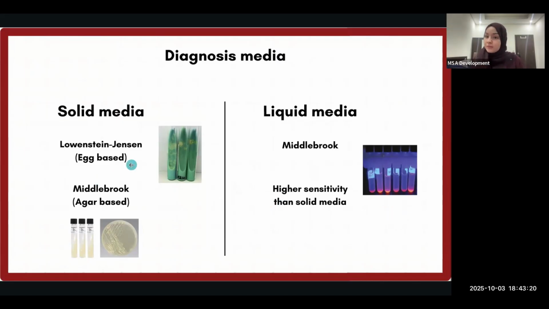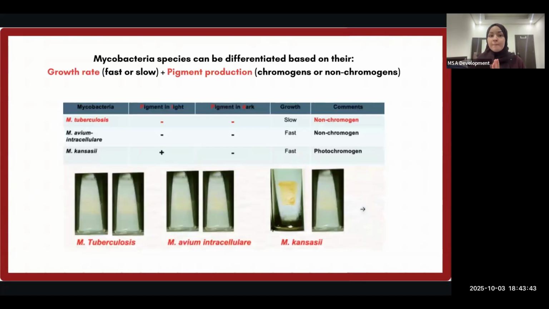You have solid and liquid media. Liquid media is more sensitive than solid media and faster. Solid media is like Lowenstein-Jensen, which is used for TB. I think you all remember that from POD. And this is egg-based. Middlebrook can either be solid or liquid. There's two types. And yeah, these are just different diagnostic methods.